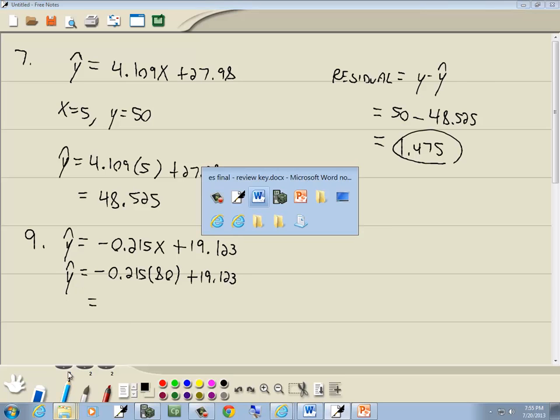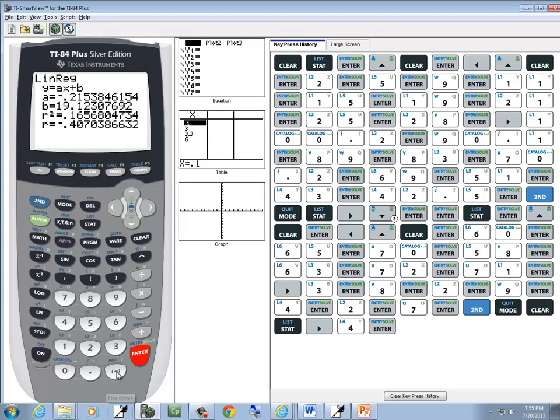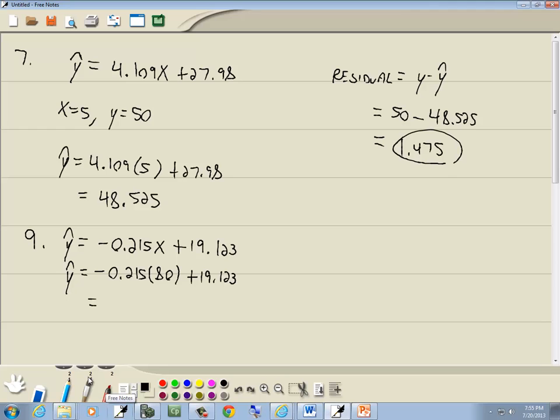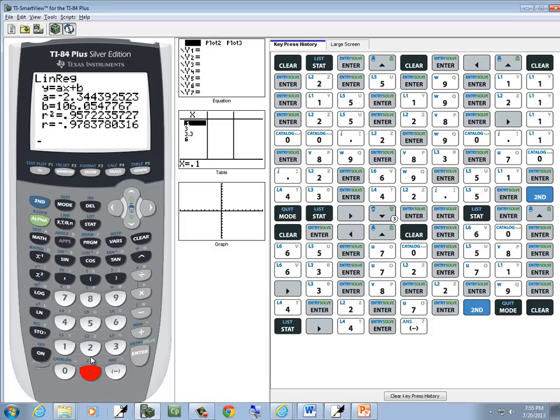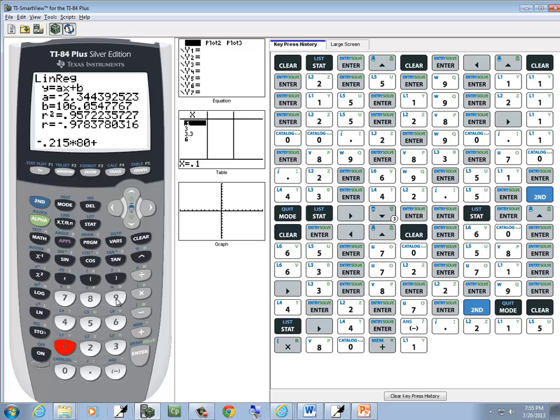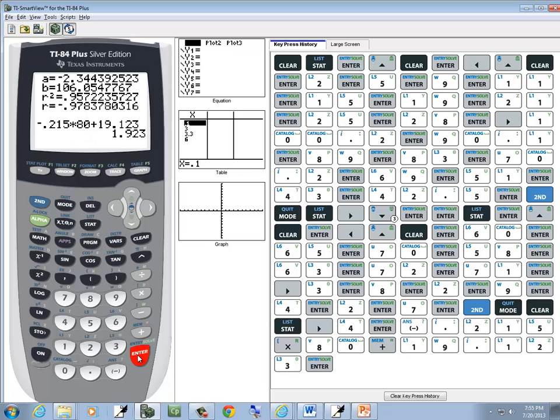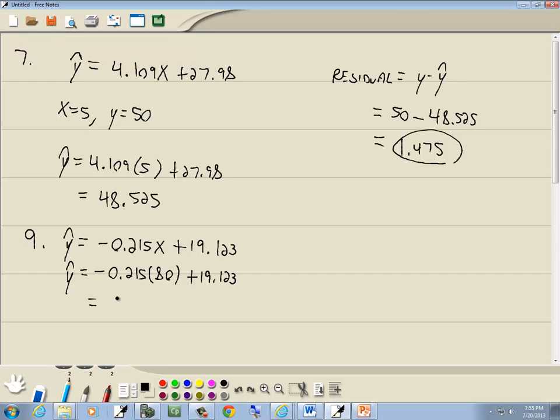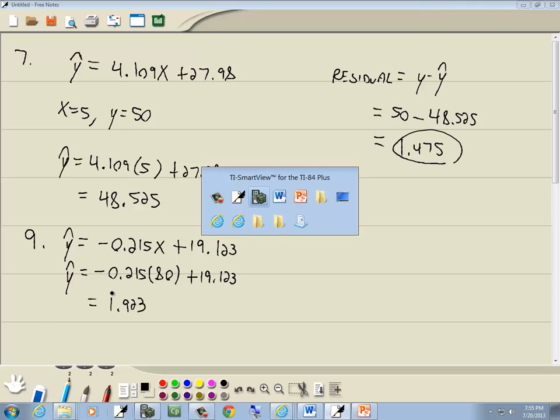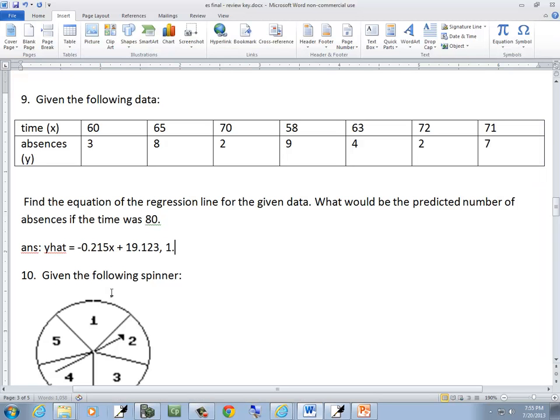So let's plug that into our calculator and see what we get. Negative 0.215 times 80 plus 19.123, enter. Then we'll get 1.923. So that's the second part of our answer. 1.923.